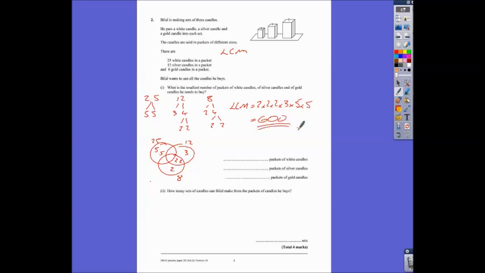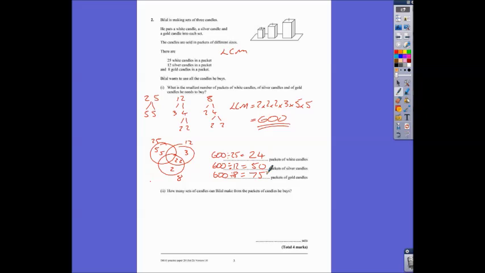So we need 600 of each candle. If we do 600 divided by 25, that will give us 24 packets of white. If we do 600 divided by 12, that means we need 50 packets of silver. And if we do 600 divided by 8, that will mean we need 75 packets of the gold.